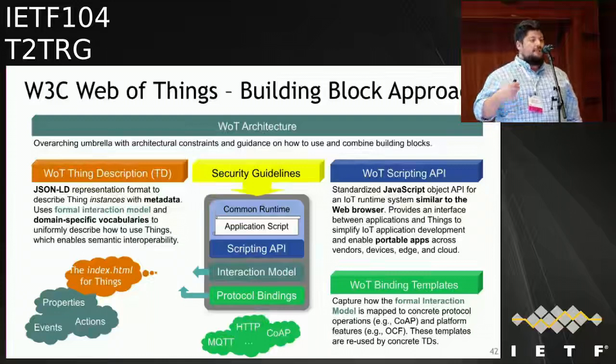And we have a central interaction model, to simplify, to connect this with applications. So we have properties to encapsulate data, to have basically state that is exposed by things. We have actions to trigger physical processes on the things that might run for a certain time. And we have events to support the asynchronous notifications that you might receive from a thing.